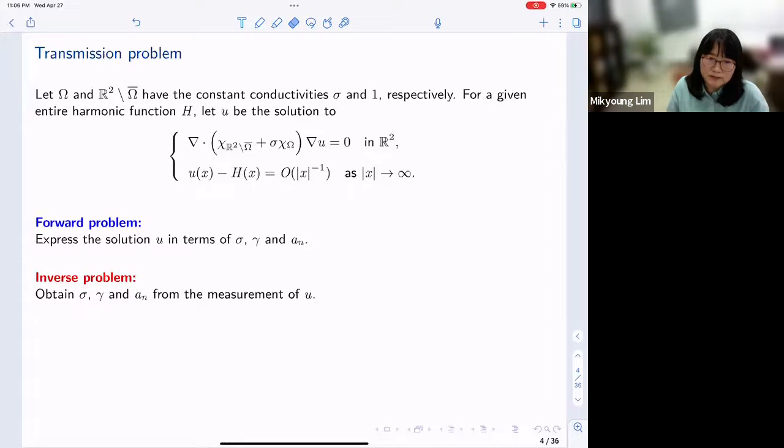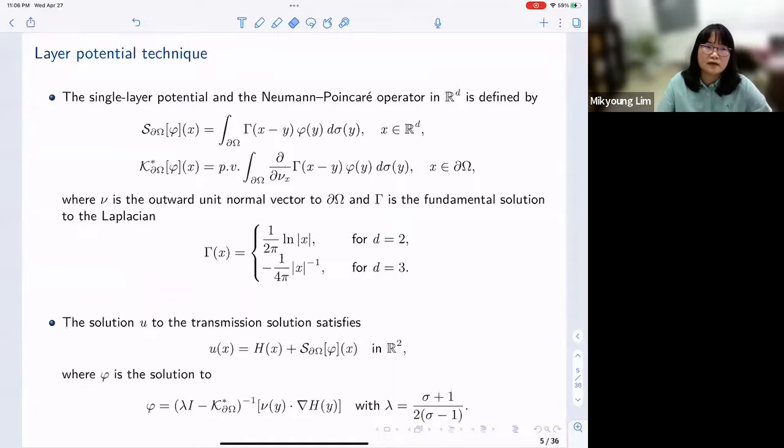And the problem setup is simple, but I want to give an explicit solution expression for the parameter sigma and the coefficients of psi. So the main technique is the layer potential method. The single layer potential and the Neumann-Poincaré operator are defined by boundary integrals, where gamma is the fundamental solution to the Laplacian. And since I'm interested in the 2-dimensional problem today, let's just fix d equals 2.